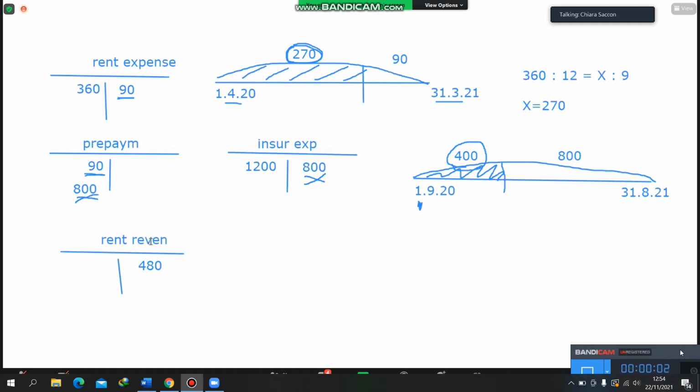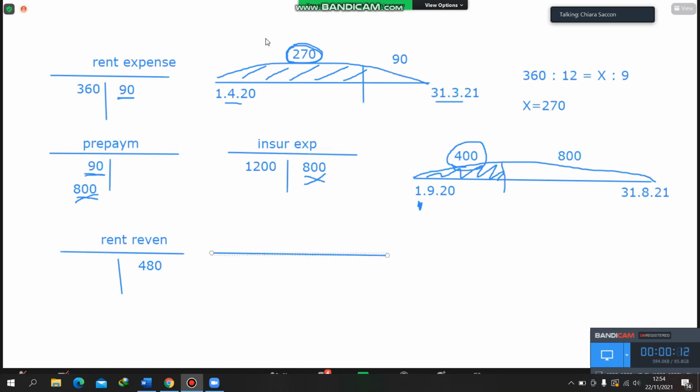So we rent it and we have got this amount as revenue. We receive it in an anticipated way, in advance, and it refers to the period from the 1st of November this year to the 31st of October next year. Okay. This is the period.